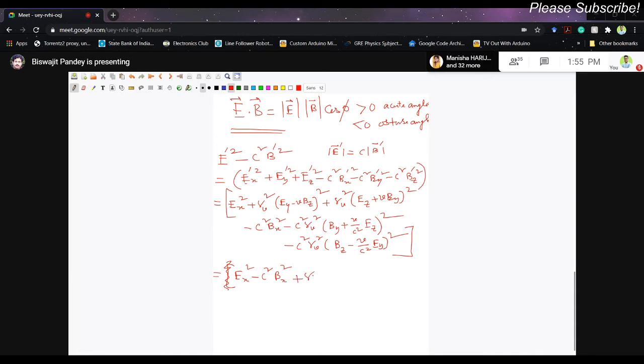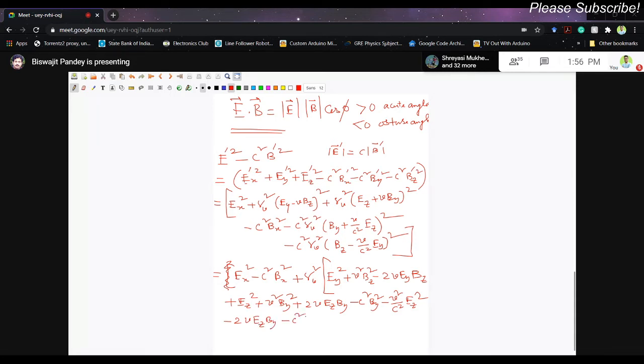And then plus I can take gamma square common, because gamma square is with all the terms, and then a bracket, and then I'm writing all the terms: Ey square plus V square Bz square minus twice V Ey Bz, plus Ez square plus V square By square plus twice V Ez By, minus C square By square, minus V square by C square into Ez square, minus twice V Ez By, minus C square Bz square, right?